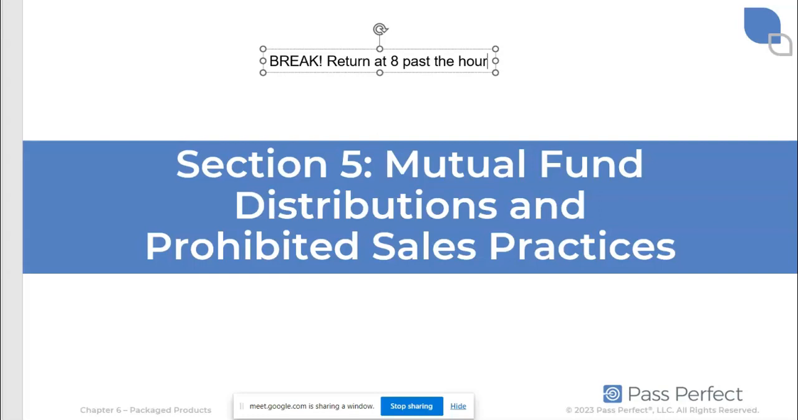Okay, question was, can Class B convert to Class A? And the answer is yes. After the contingent deferred sales charge has run down to 0, usually takes between 6 and 8 years, they convert over to Class A shares without paying a sales charge.